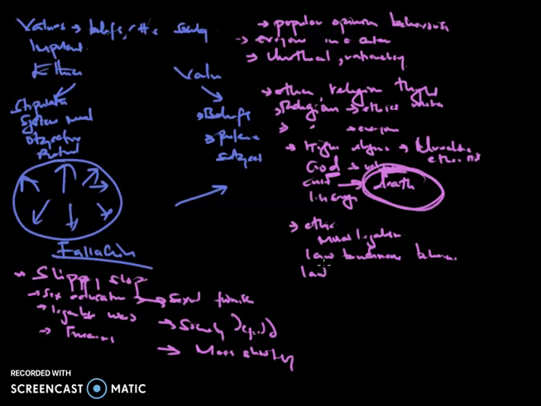So that is it for the fallacies and value systems. Let us just go now to the other issues of theories and dimensions of ethics.